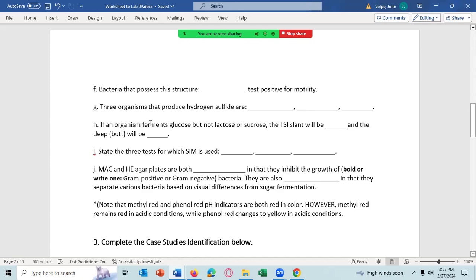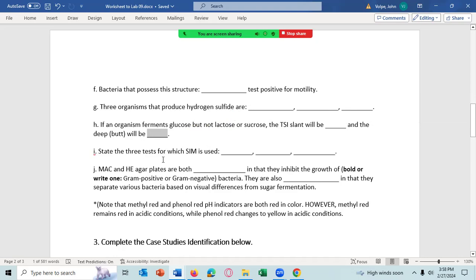2G, 3 organisms that produce hydrogen sulfide are, so name 3 organisms that produce hydrogen sulfide gas. You can get that from the lab module, or probably from the microbuzz. I'm not certain about the microbuzz, how many are listed, but there might be 3. If an organism ferments glucose, but not lactose or sucrose, the TSI slant will be which color? And the deep, the butt, will be which color?